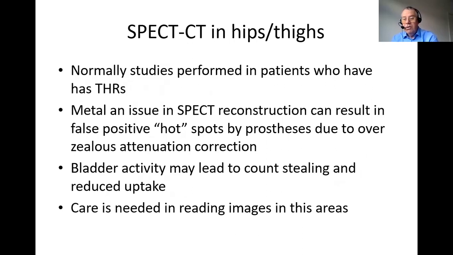Metal is often an issue because most of these patients we're scanning have had hip replacements or screws in place, and this can result in a false positive hotspot. So you need to look at non-attenuated and attenuated corrected images as we would with PET. You can get effective steal of counts from bladder activity, so you just need to be aware of that and be careful when you're looking, but they can be very useful.